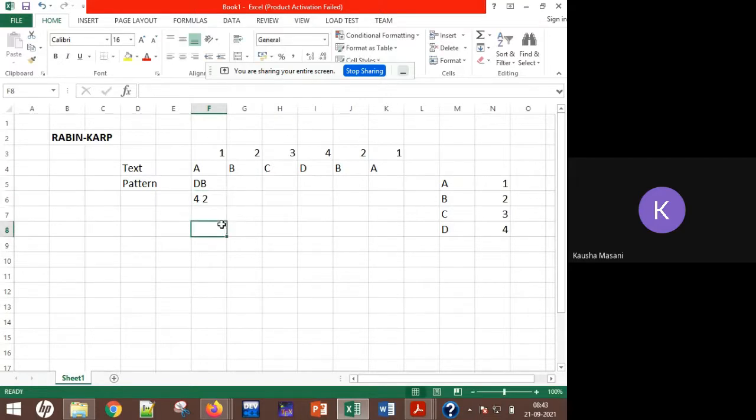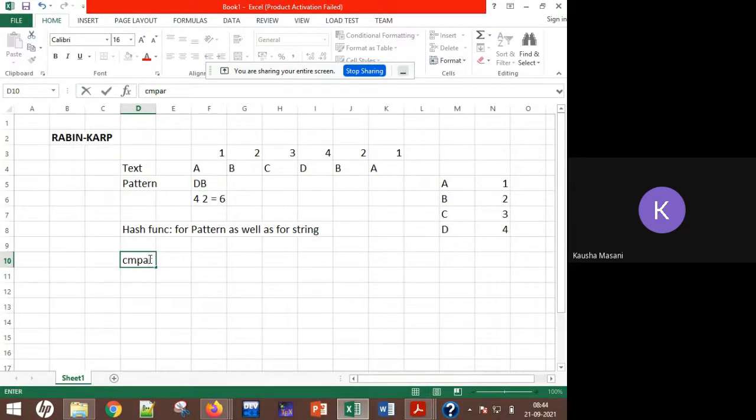Now let's say I generate a hash function for my pattern as well as for the string, where string means this text. Suppose I do the addition of these two, 4 plus 2. The answer will be 6, correct? And what is the length of my pattern? It is 2.